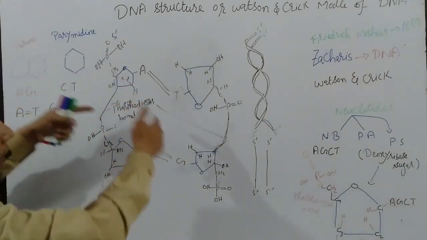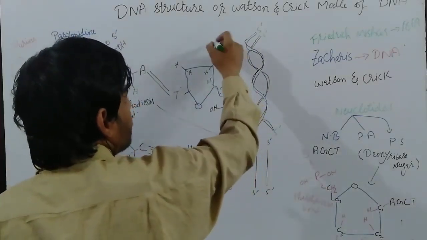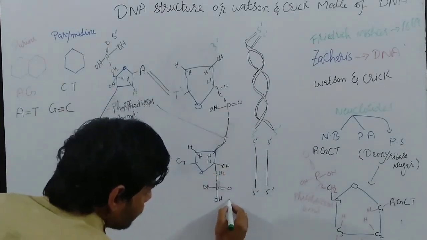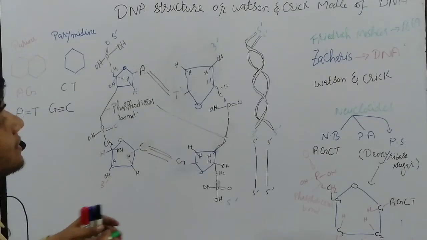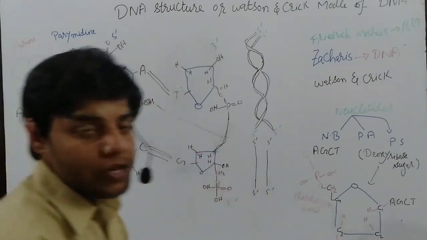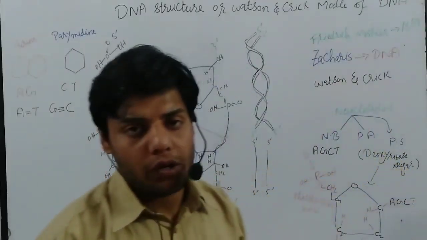Fine. So in this case, this is carbon number 3, so we call that the 3' end. This is carbon number 5, so we call that the 5' end. That's why we can say that one strand is going 5' to 3', while the other strand is going 3' to 5'. That's why we call it anti-parallel to each other.